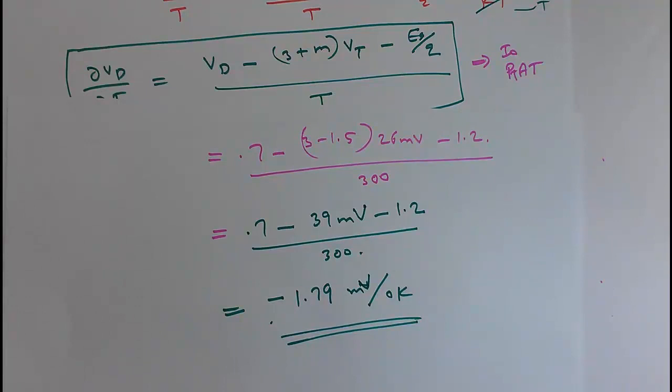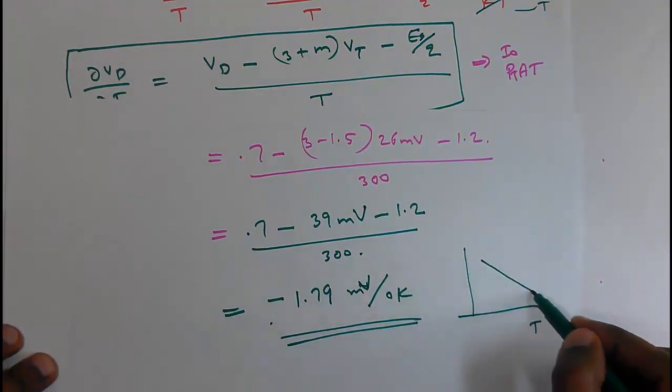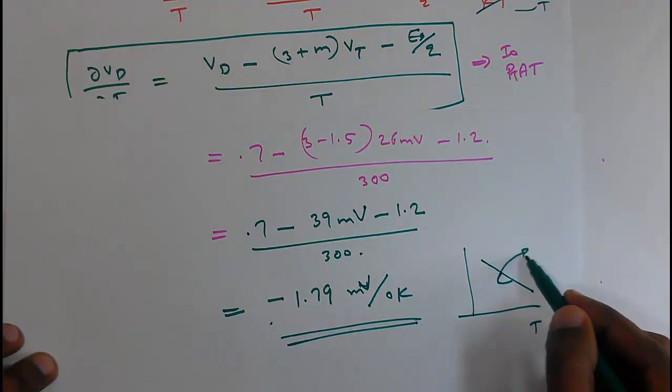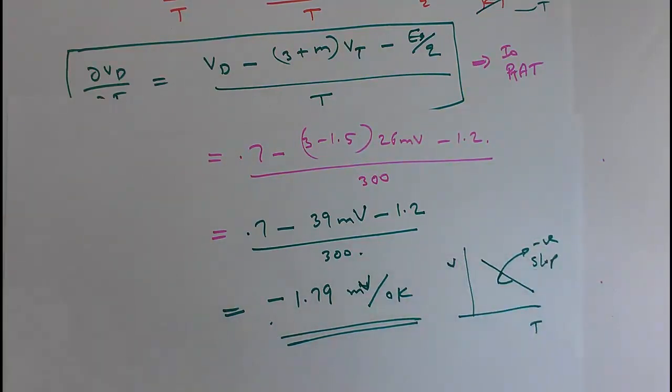So this minus sign indicates that the slope is negative, that means when the temperature increases, the voltage decreases. So still it is a CTAT. That means even if the current through the diode is PTAT, the voltage across the diode is CTAT.